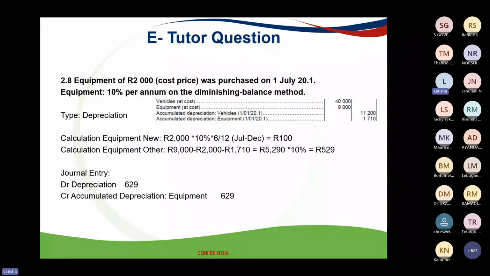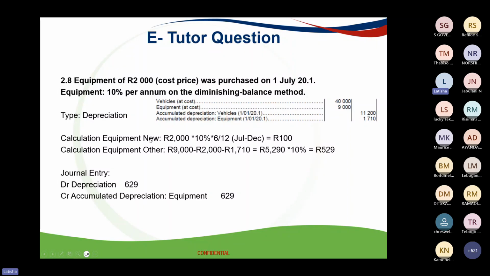Just waiting to see if there's any more questions before I move on to the vehicle side. I think tackle this one. Didn't we use the diminishing balance method on new equipment? Why new equipment and other equipments calculated differently? Okay, so that's a very good question.